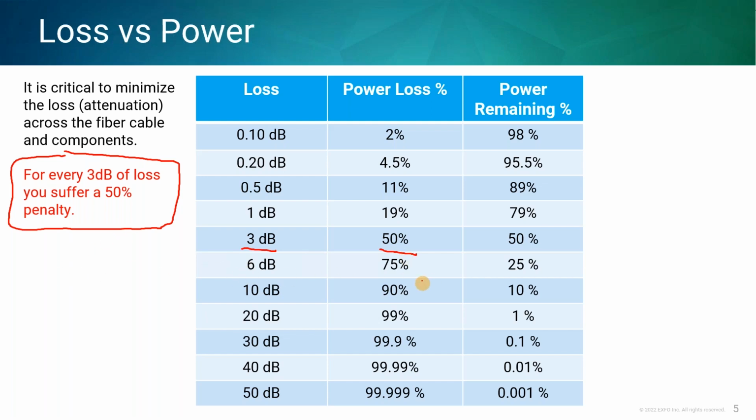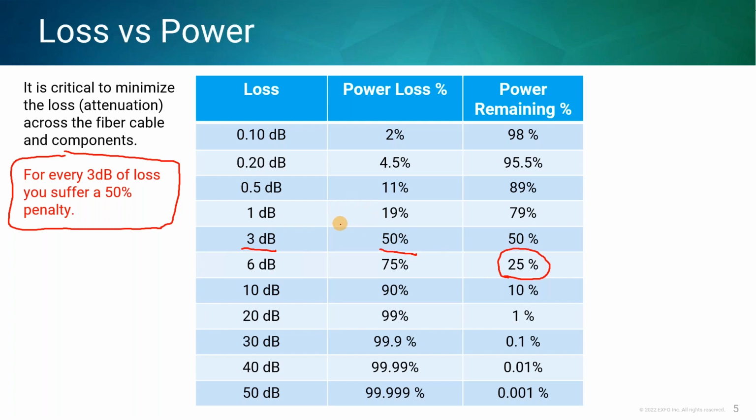Add another 6, then you have another 50%. So 50% on top of 50%. Now we're down to 25% of the power. And then, of course, 10 dB, we're getting down to 10%. So you kind of see how this scales, right? So this is logarithmic, so it's really kind of a scale.